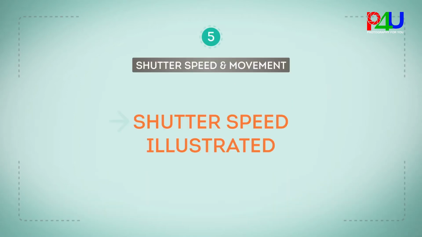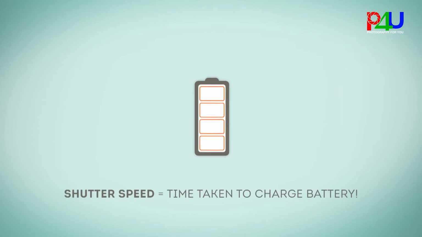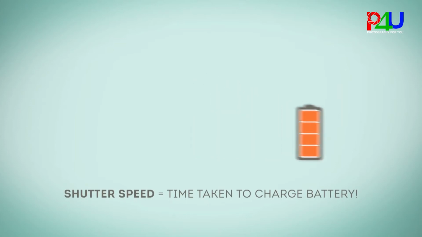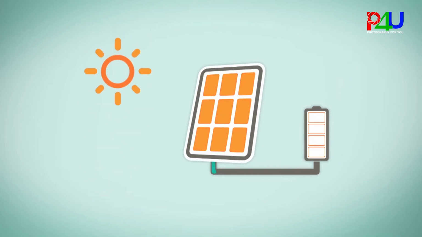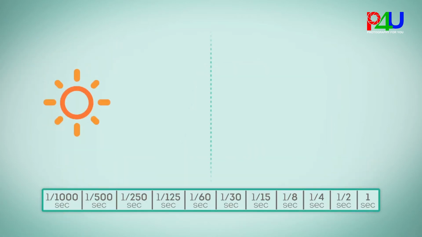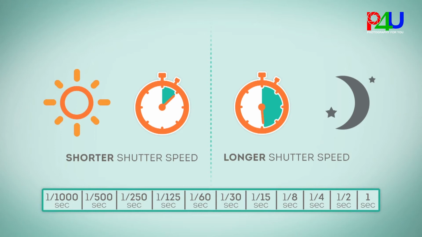To make this concept very easy to understand, think of shutter speed as the time taken for a battery to be charged using solar power. The higher the intensity of sunlight, the shorter the charging time. The lower the intensity of sunlight, the longer the charging time. That is exactly how the concept of shutter speed works. When there is plenty of light, a shorter shutter speed is needed. When there is less light, a longer shutter speed is needed.